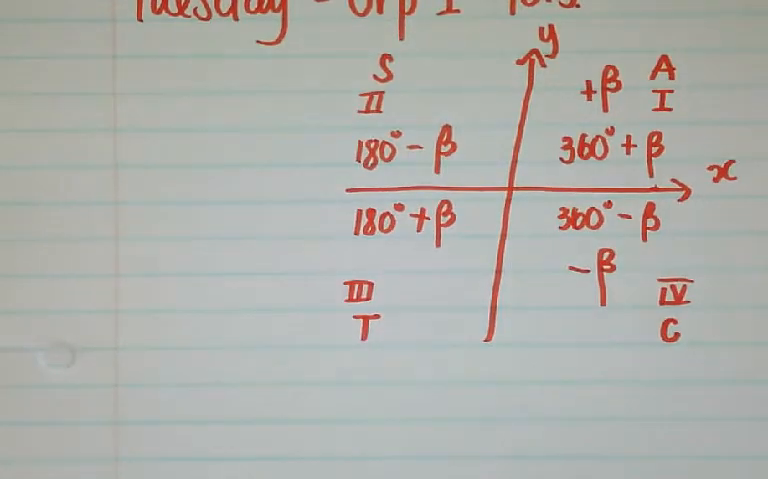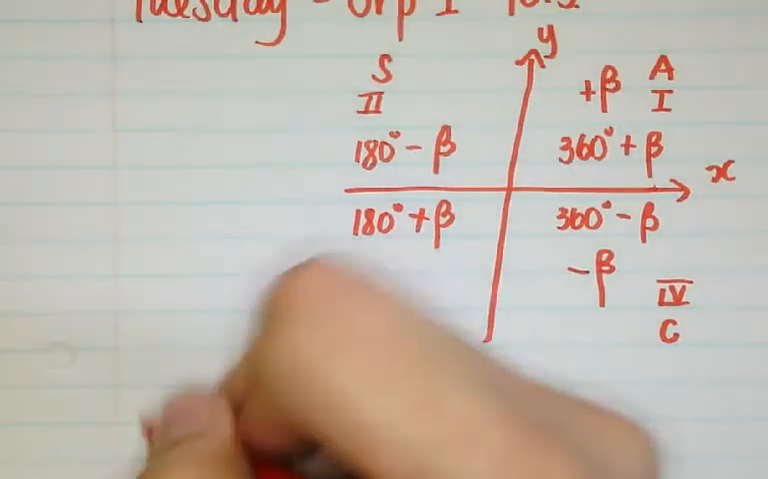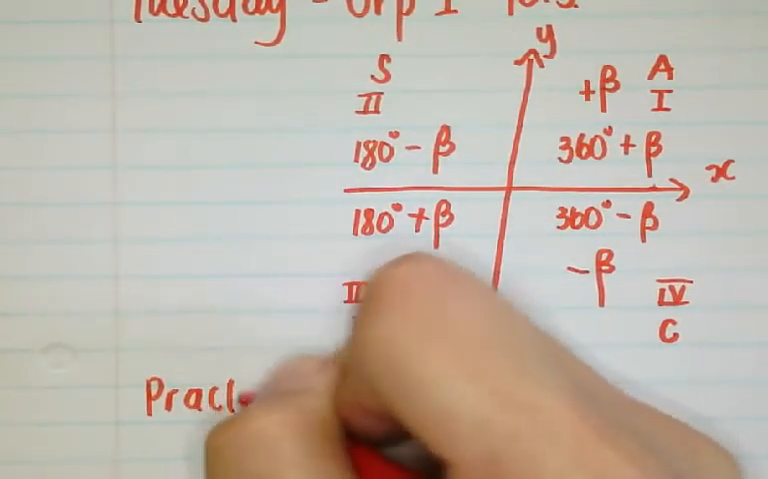So just a few, we're just going to practice reducing, and then we're going to practice using the reduction and the special angle. So just for some practice, only about 3 or so.